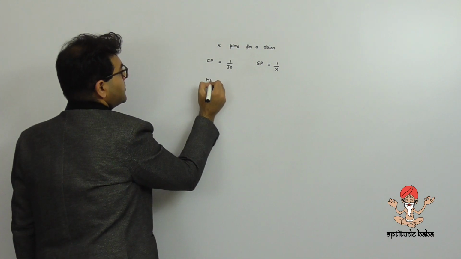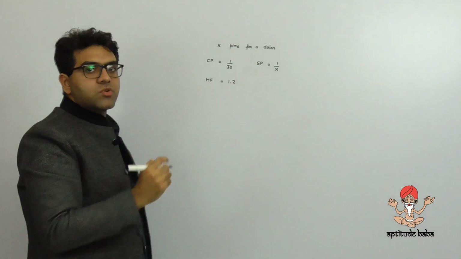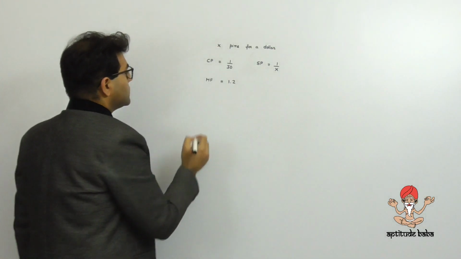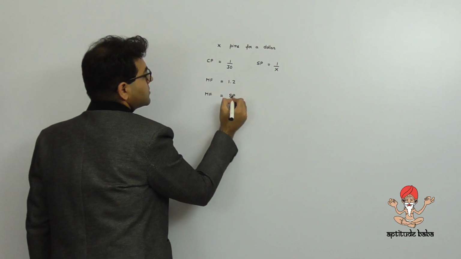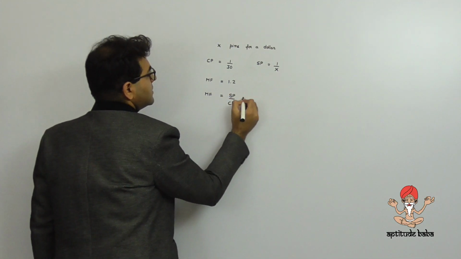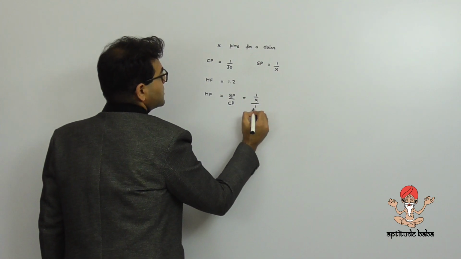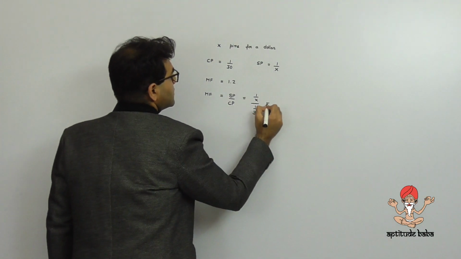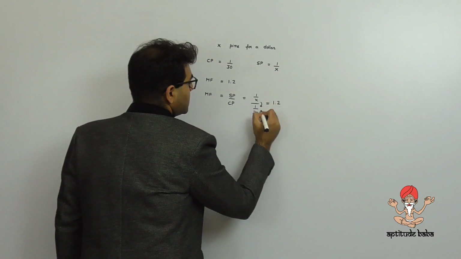I define multiplying factor as 1.2 because उसको 20% profit बनाना है. Also, multiplying factor is defined as the ratio of selling price and cost price. So can I say the initial selling price is 1 by X, the initial cost price is 1 by 30 और इनका रेशियो लेकर मेरे पास 1.2 आना चाहिए. इसको सॉल्व कर लेते हैं.